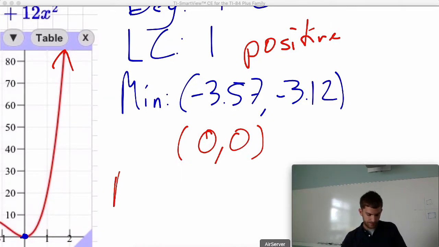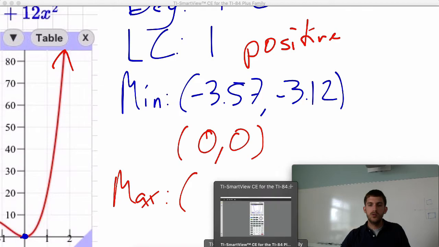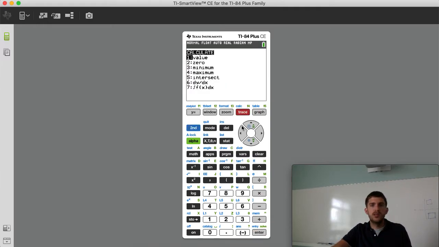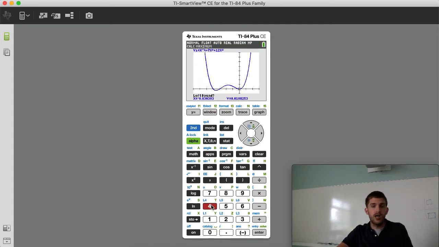Maximum point. We're going to go back to the calculator. Think about maximum and minimum. They're very closely related. They're opposites, but they're related. So we're going to go second trace, and we go down to maximum. So again, you can scroll down to 4. I'm just going to hit the number 4, and it automatically does it. So we're going to find the maximum here.